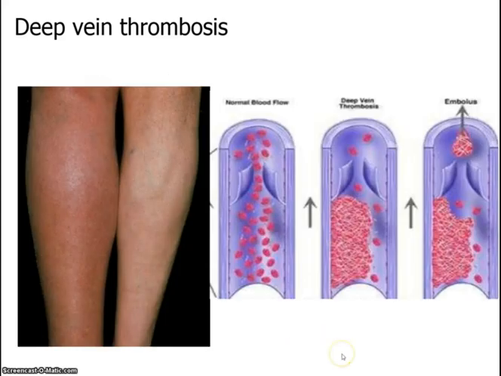This is a picture to show you deep vein thrombosis. Here you can see the right leg of this patient is swollen and red compared to the left leg. Now this person has deep vein thrombosis. If you look inside the veins, you will see something like this, a blood clot inside the deep veins, and the third picture shows part of the clot broken and passing through the blood towards the heart, which is called embolism.